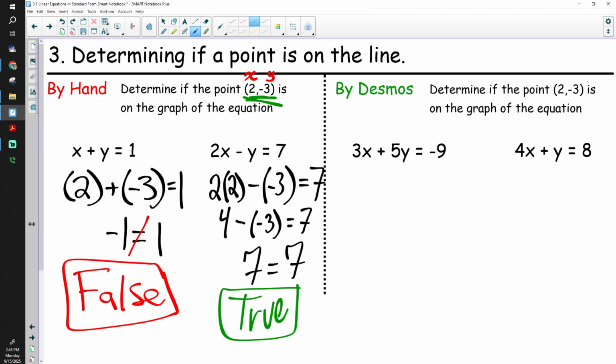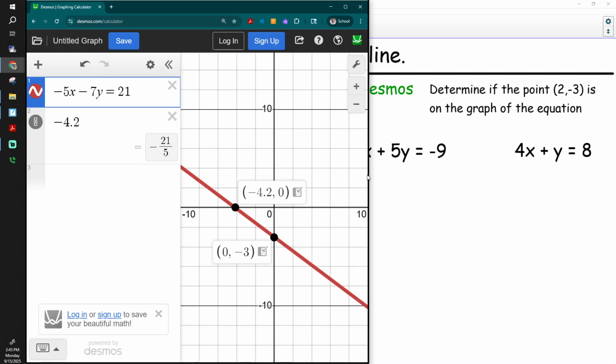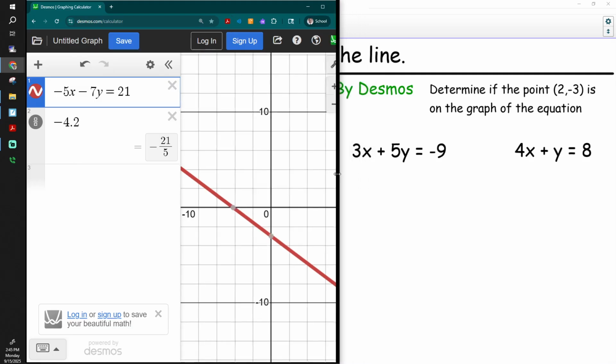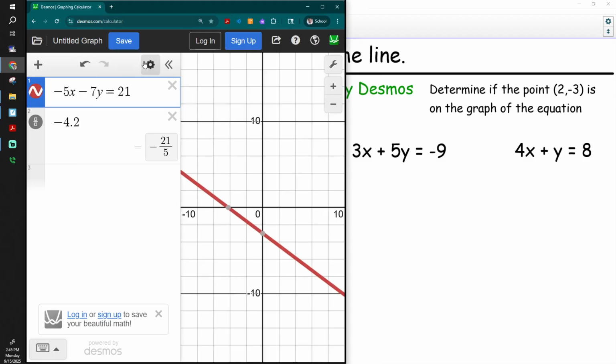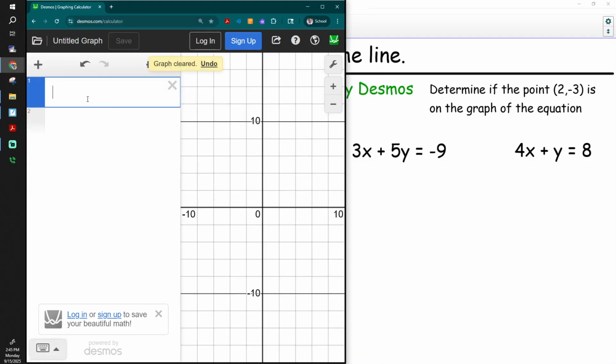But again, we're about shortcuts. So I'm going to show you how to see if (2, -3) is on these lines. Open Desmos. Okay, settings, delete all. We don't need that anymore. Okay, type in your first equation, 3x plus 5y equals negative 9. There's the equation of my line.